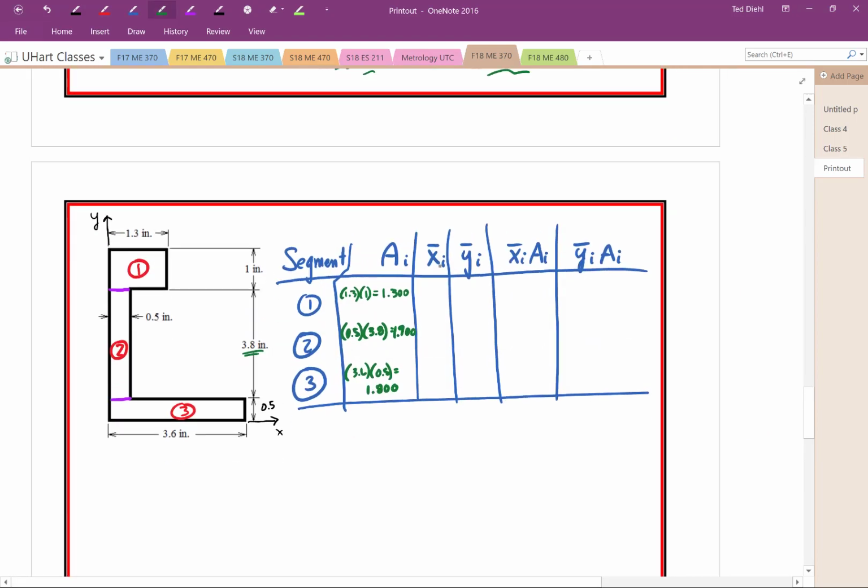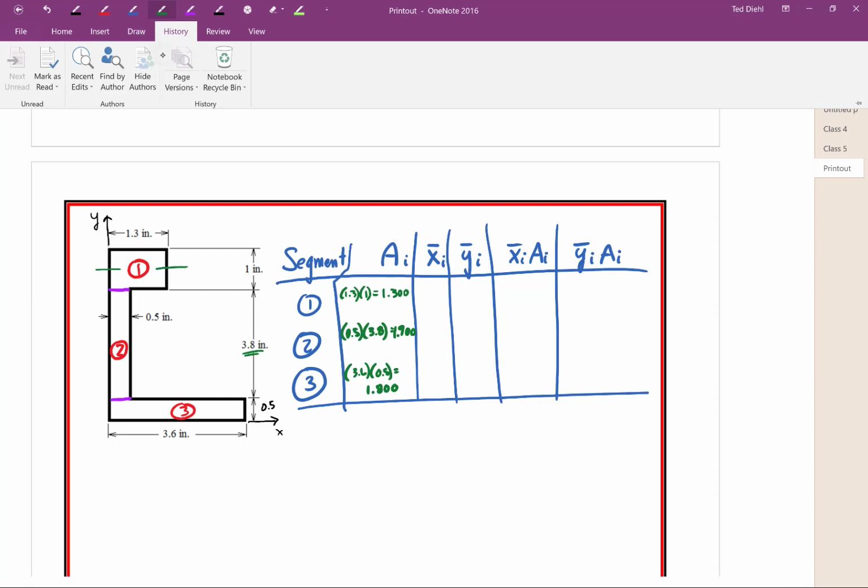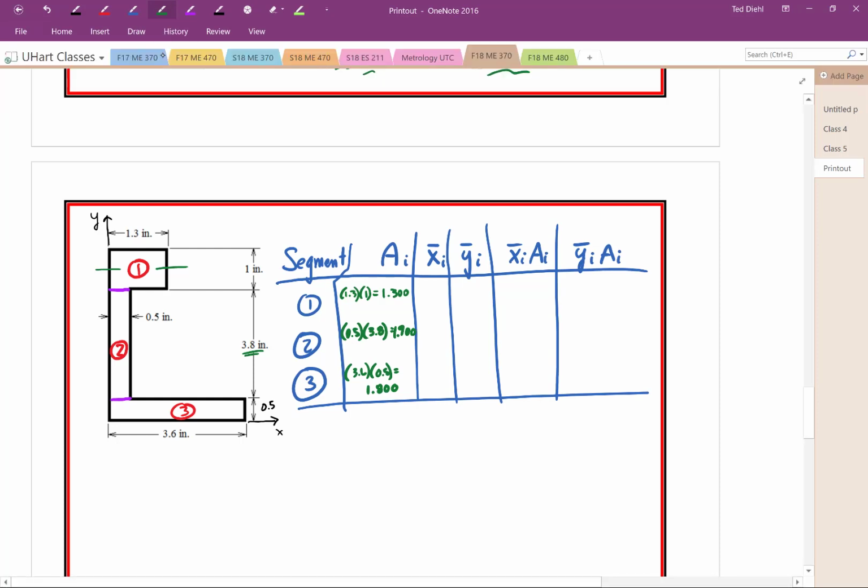axis. So the xi, the distance, is going to be, okay, so the first one's going to be hard to do. We're going to get this distance from right here. That's going to be 0.5 plus 3.8 plus 0.5 because it's half of 1. Excuse me, that's the y direction, right? So this is the distance from the x-axis, that y bar. So that's going to be 4.8. That's the one I just calculated.